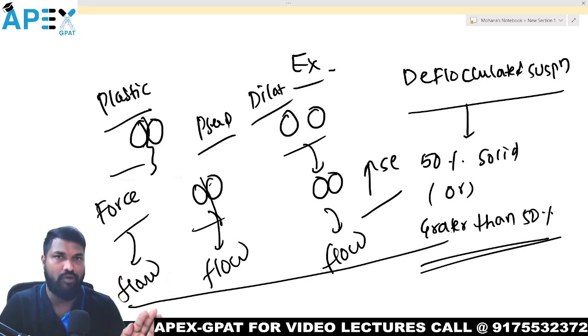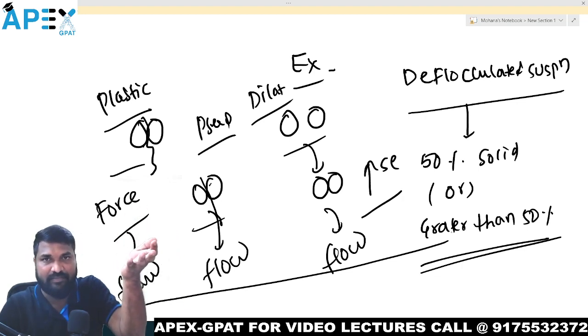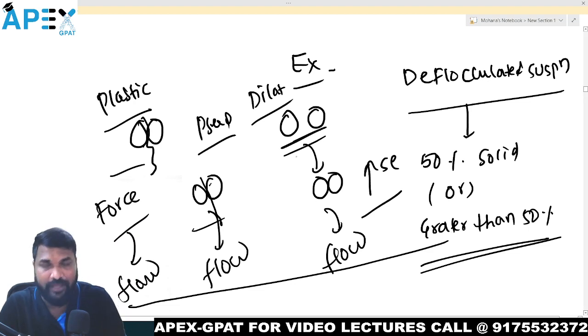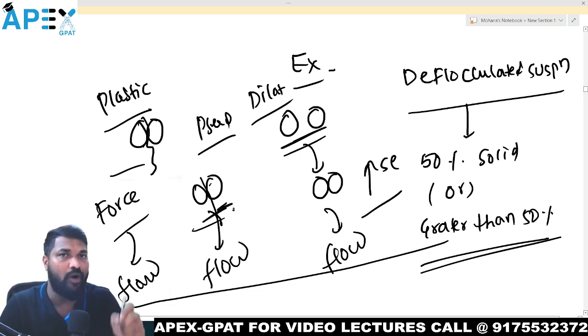Initially no flow, that is in the plastic flow. In pseudoplastic and dilatant flow, initially flow is there, not a great flow, but there is a flow. But in the pseudoplastic flow, how do they behave? When you apply the shear stress, the viscosity decreases. In the dilatant flow, when you apply the shear stress, the viscosity increases. Here there is no bonding. Here there is a little bit of bonding.